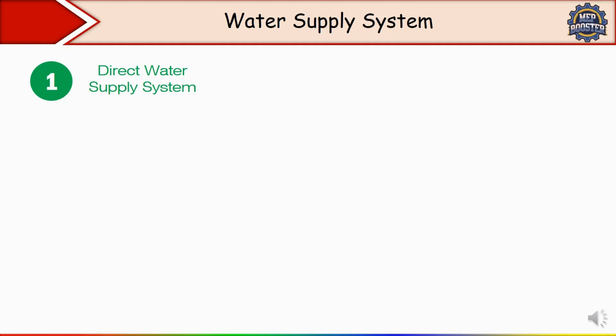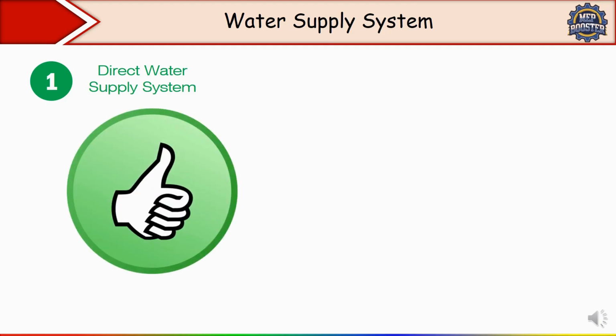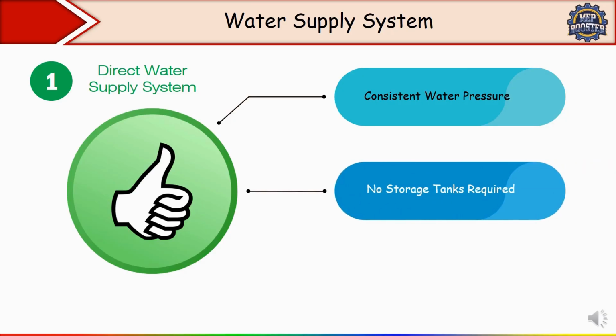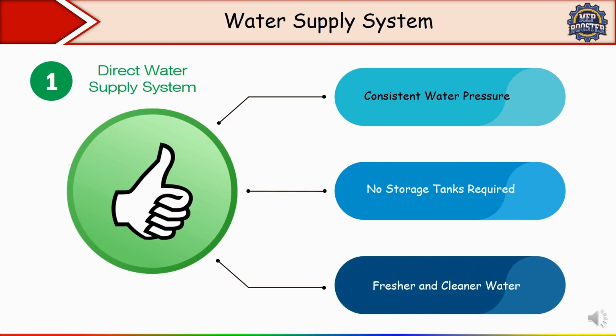Now we'll see the advantages of the direct water supply system. There are lots of advantages, a few of which we'll discuss here. The first one is consistent water pressure. A direct water supply system provides a steady supply of water at main pressure. Second, no storage tank is required, which reduces maintenance and space requirement. The third one is fresher and cleaner water. Since water comes directly from the municipality mains, there is less risk of contamination. Even the initial cost of this system is low compared to other systems. Is it clear? So these are the advantages.